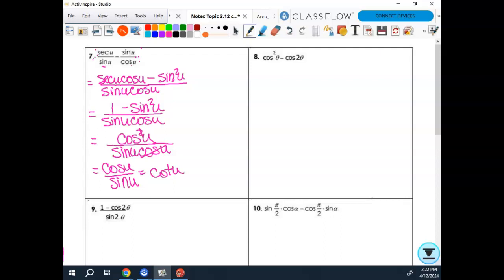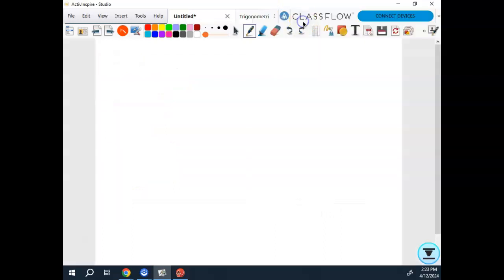Okay. Now, on 8, you've got cosine squared minus cosine 2 theta. There is no GCF. They are not directly related to each other. So again, you don't necessarily have to write this down. I just want to talk to you about some things here. So cosine of 2 theta does not equal 2 cosine theta. This is how they are different.